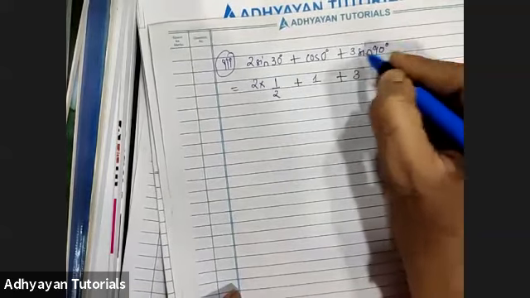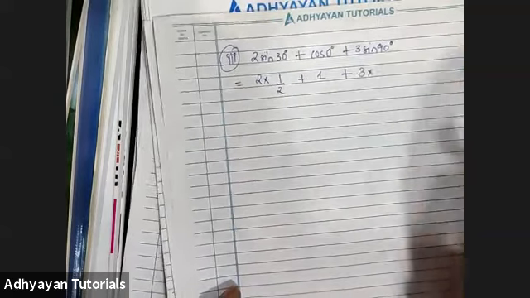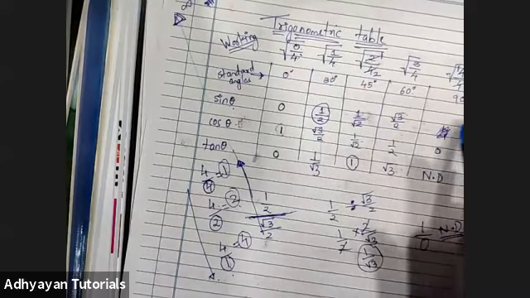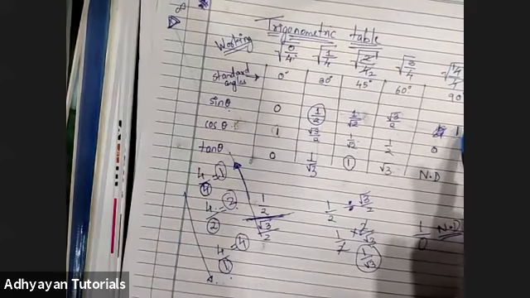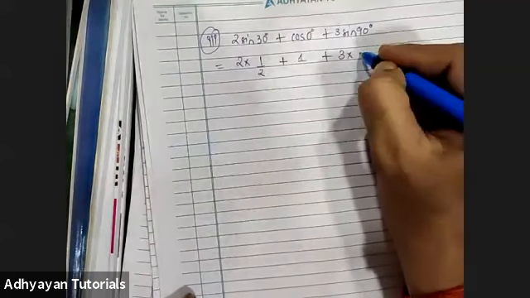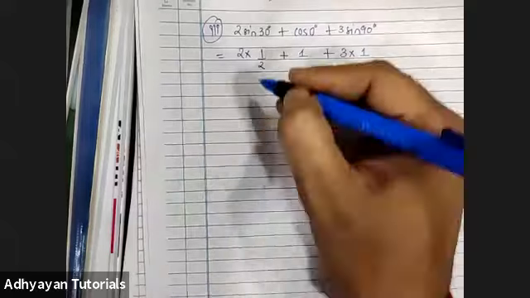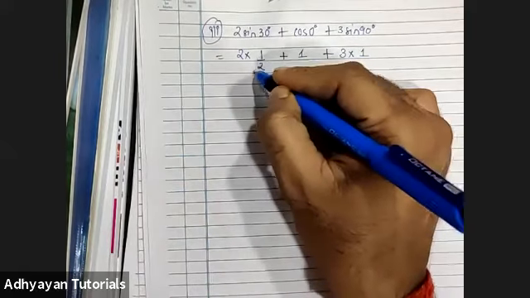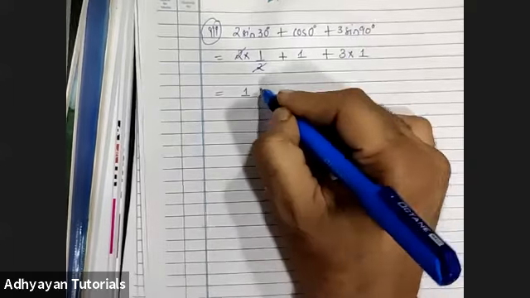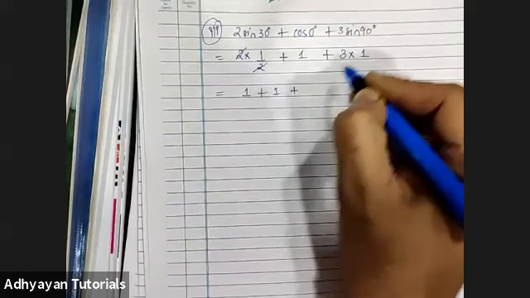Plus 3 sine 90, matlab 3 into, what is the value of sine 90? It is 1. Right? So I've just written 1 here again. Now 2 and 2 will definitely get cancelled. So what is left is 1 plus 1 plus 3 into 1.